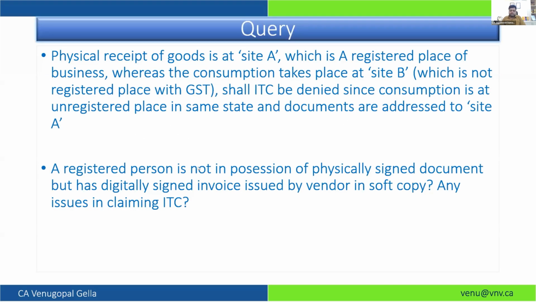One of the conditions to avail the ITC is that I must receive the goods or services. So here the query is: physical receipt of goods is at site A, which is a registered place of business, whereas the consumption takes place at site B, which is not the registered place of the recipient. Is the ITC available?